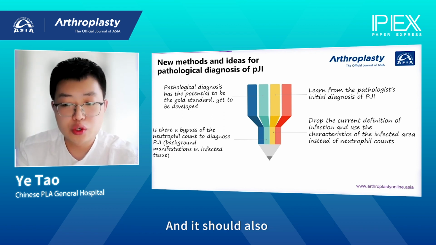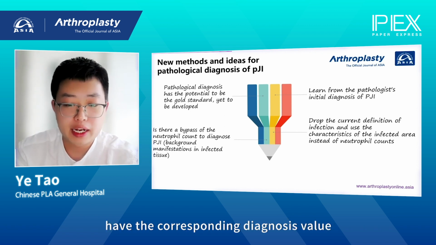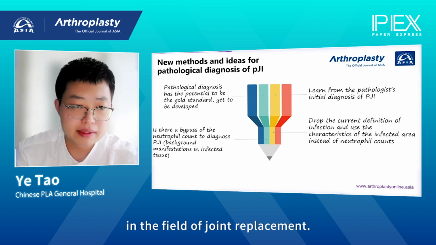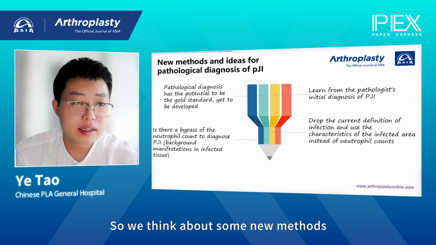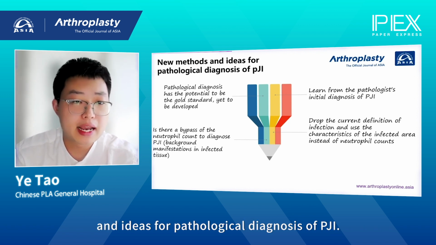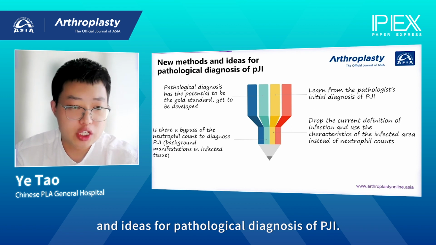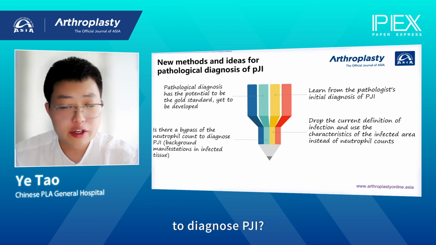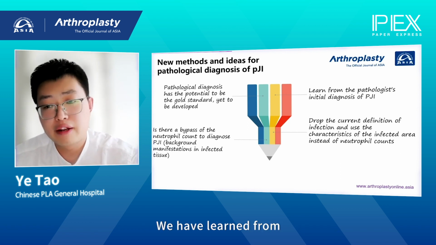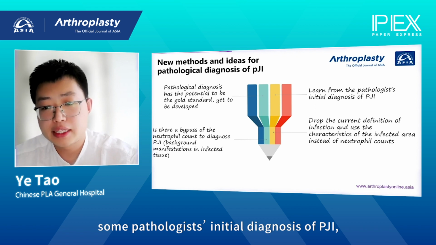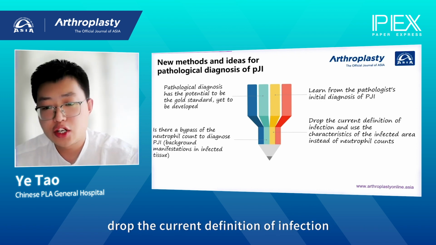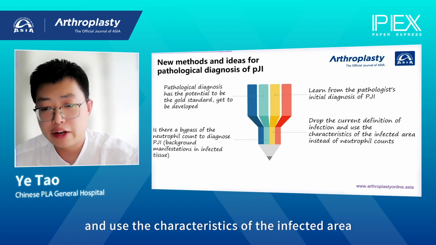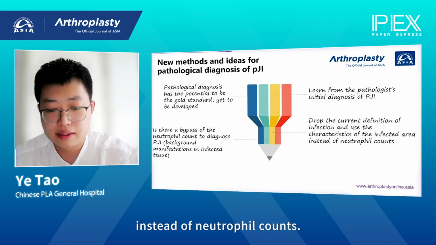diseases, and it should also have the corresponding diagnostic value in the field of joint replacement. So we thought about some new methods and ideas for the pathological diagnosis of PJI. Is there any way to bypass the neutrophil count to diagnose PJI? Or, as we have learned from some pathologists in the initial diagnosis of PJI, drop the current definition of infection and use the characteristics of the infection area instead of neutrophil counts.